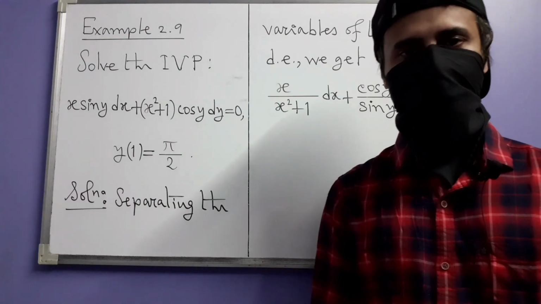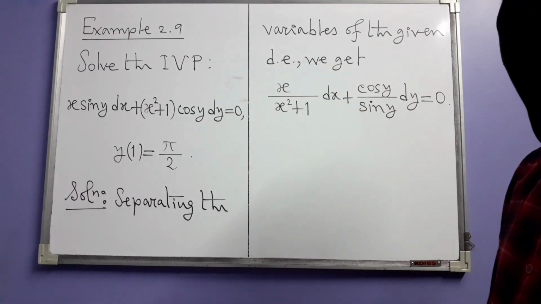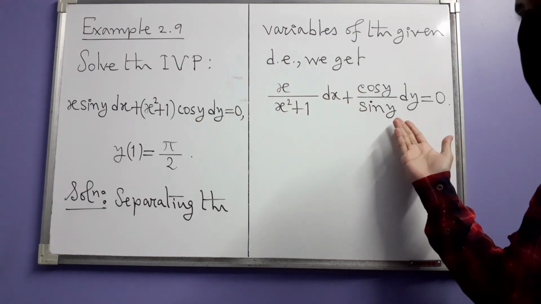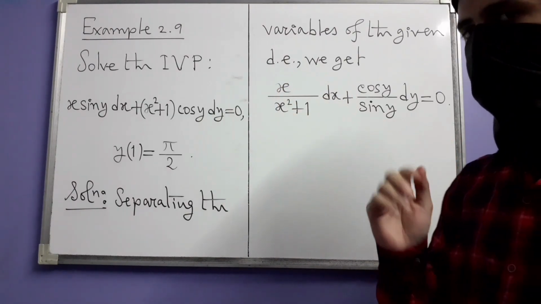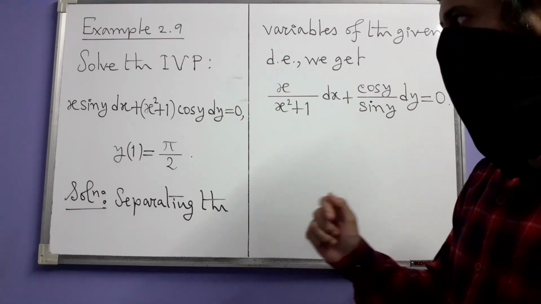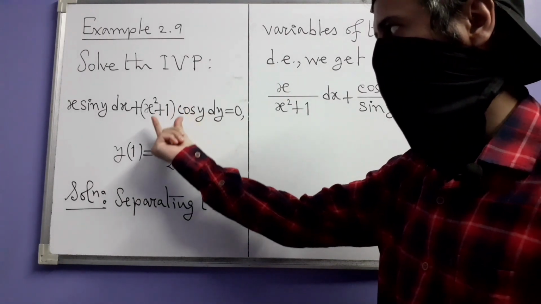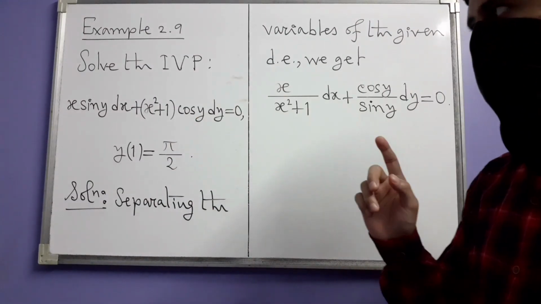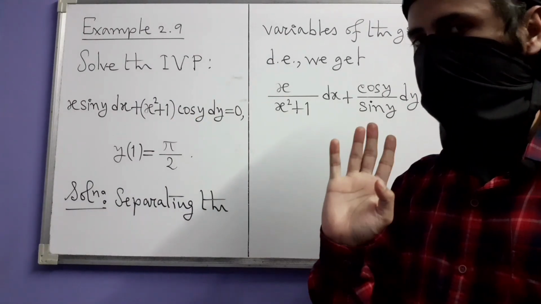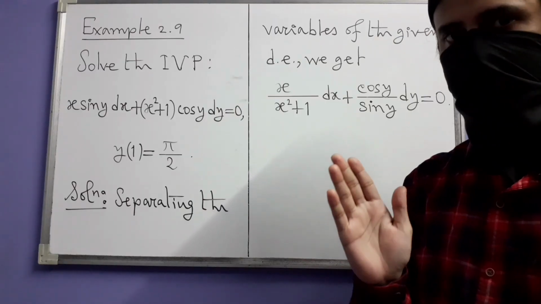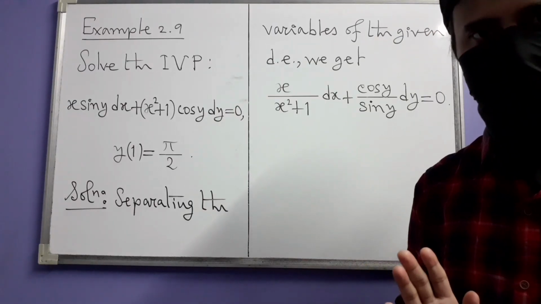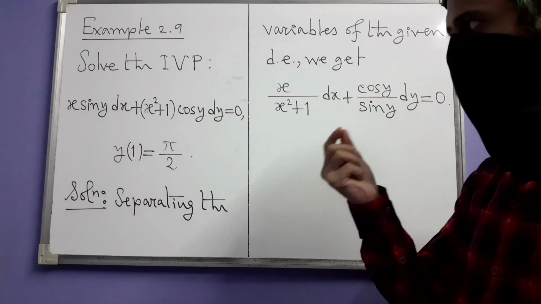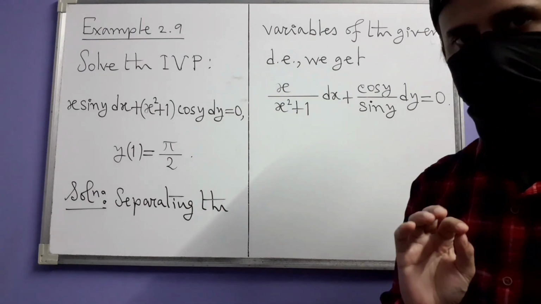So we start the solution by separating the variables of the given differential equation, and doing that we get this. So what do we do to separate variables? In this case we had to divide by (x square plus 1) times sin y. Note carefully that x square plus 1 is never 0. For no real number x is it ever equal to 0. But sin y may be 0. In fact, y is the unknown function that we want to find, right?